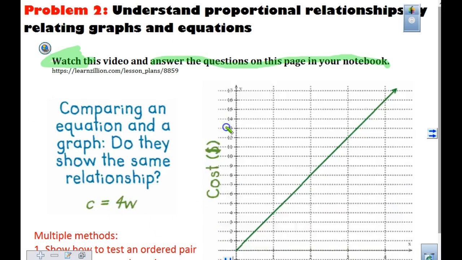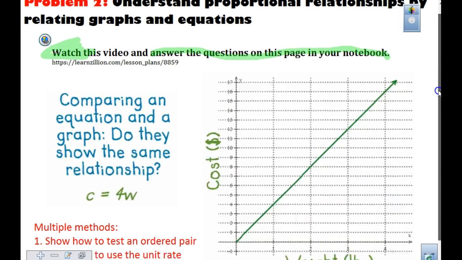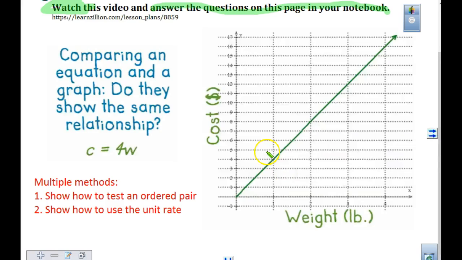As you are looking at yours, one of the things you're going to notice on here is that we put down how do you, after you watch this, test to make sure that you've done this correctly? So there's 2 ways of checking, kind of like our check of our equations. You can show how to test an ordered pair. They gave us the one that at 1, we were at 4.